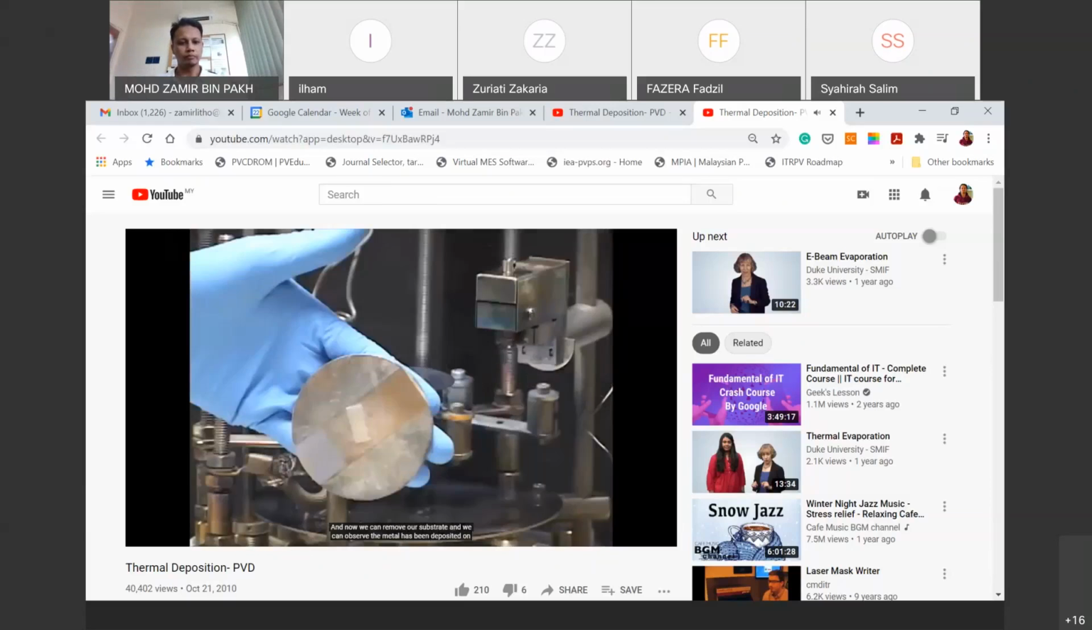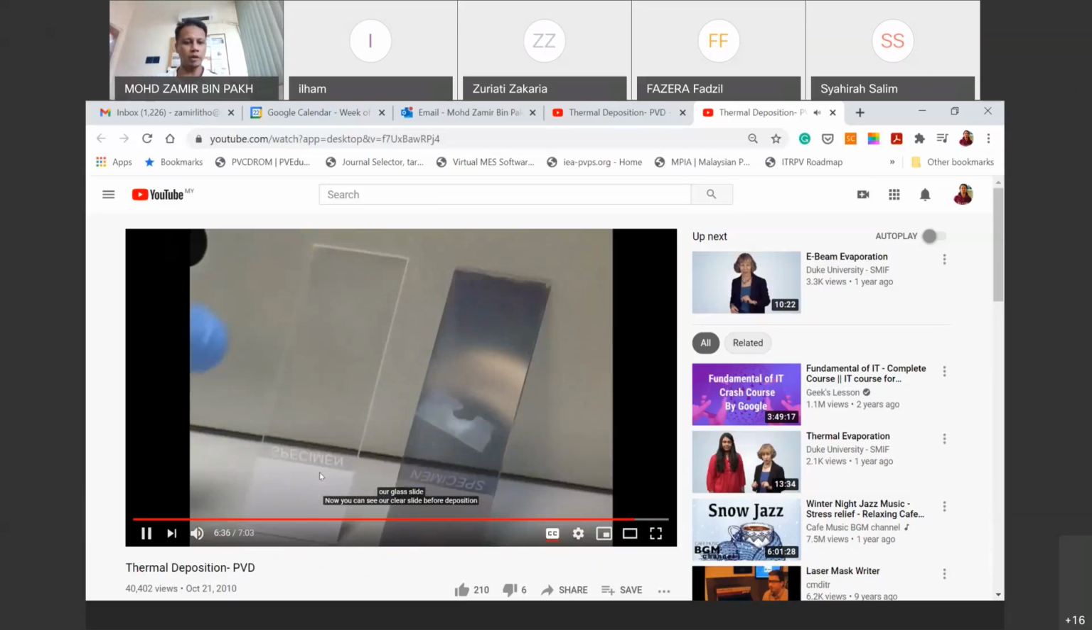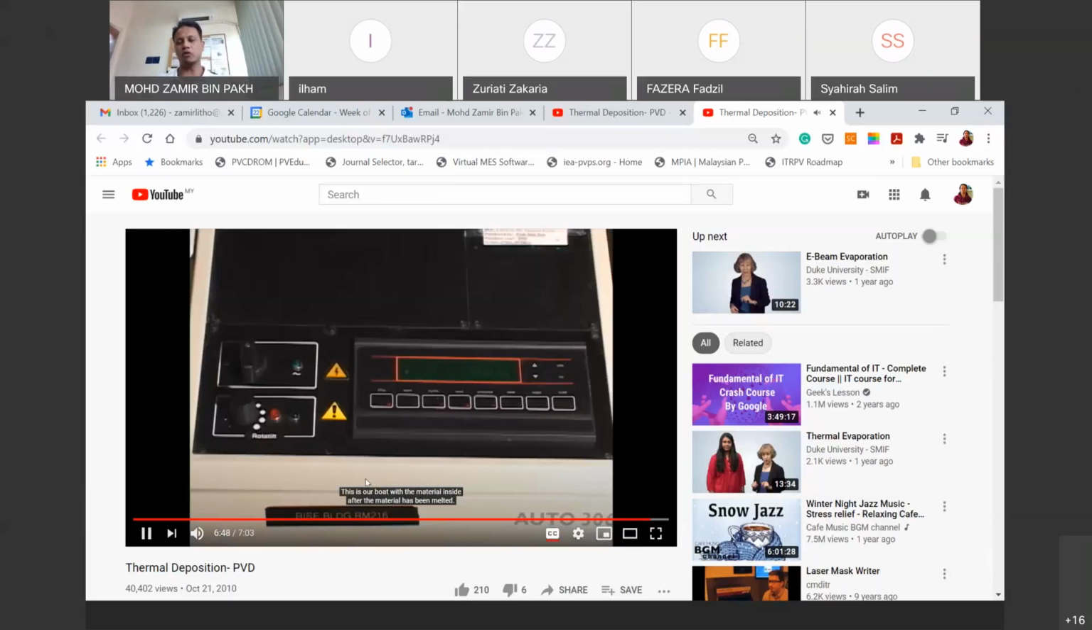There you go. So you have a deposition of whatever, perhaps aluminium. See the sample, the glass slide that is not deposited on the left and deposited with silver on the right. So you can see the color difference. This is how it looks after the evaporation process. You normally have a residue of your material on the boat. You can reuse it for the next time.